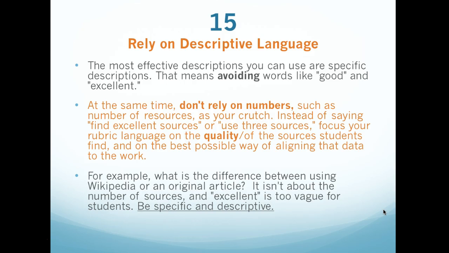Rely on descriptive language. Again, not using the numbers. Don't rely on numbers. Avoid words like good and excellent. So this is kind of reiterating some stuff we just talked about. The language should focus on the quality and the nature of what you're teaching. What is the difference between using Wikipedia and an original article? It isn't about the number of sources, and excellent is too vague for students. Be specific and descriptive. Why is it important not to use Wikipedia? Why is it important to use an original article?